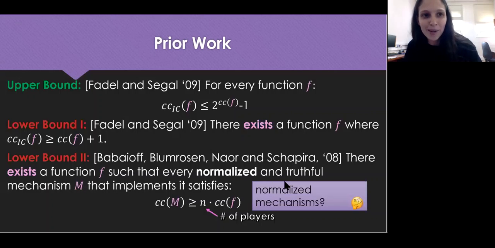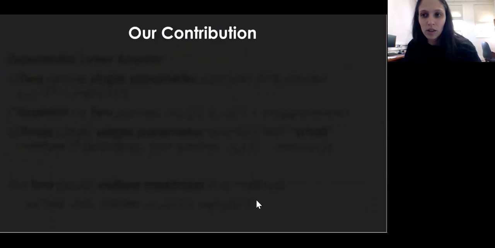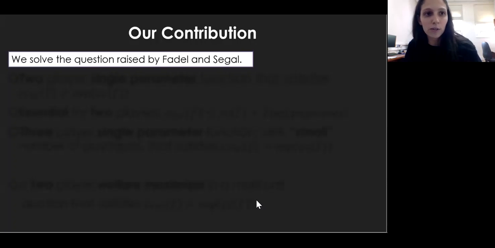And by the way, normalized mechanisms are mechanisms where bidding 0 guarantees that you pay 0. Okay, so our contribution is that we solve the question raised by Fadel and Segal by providing explicit functions with exponential overhead between the function and its payments. And we stress that we do so for all the mechanisms, also for non-normalized ones.